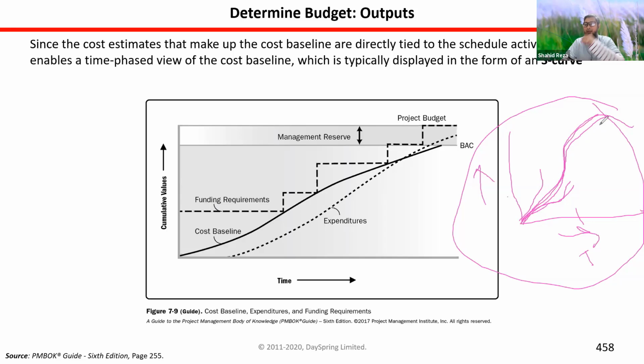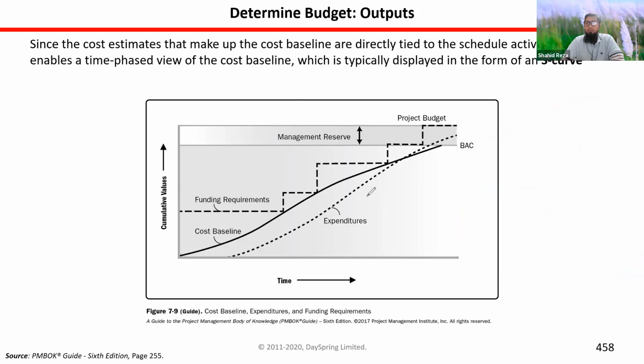If it is on the same line, that means we are working as per plan. If it is below this line, then what happens? Actual cost is lower. But if actual cost goes up, that means we are spending more money than planned. And if it goes like this, then we actually cannot complete the project within the budget. All right. So the S curve is a popular financial progress metric that is used in different projects.